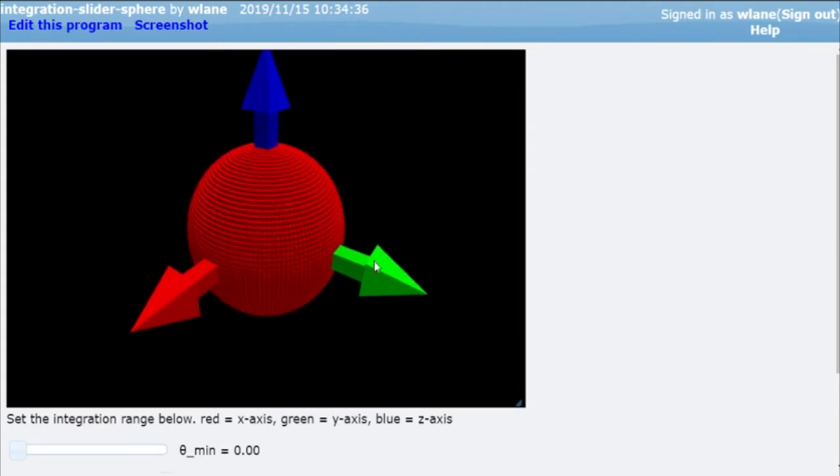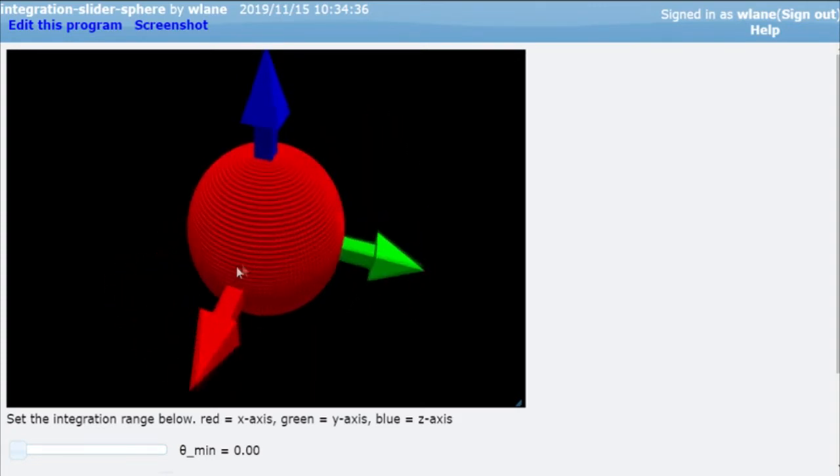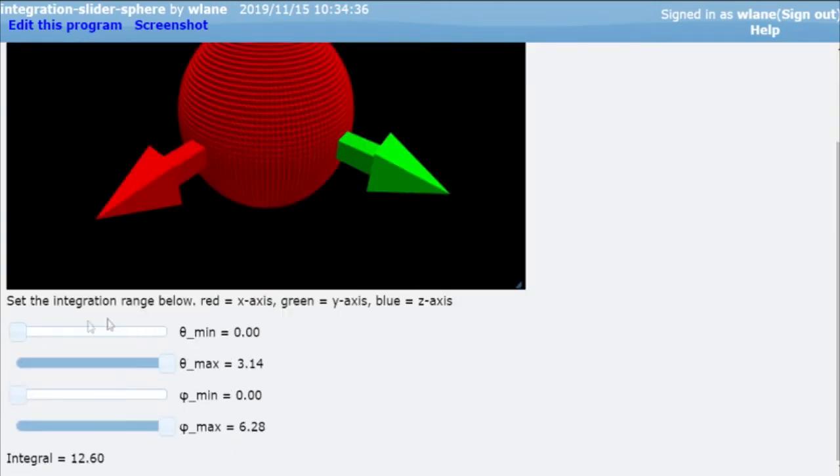What we've got are three axes. We've got the red as our x-axis, the green as our y-axis, and the blue is our z-axis. And we've got a sphere here that's set to have a uniform function across it. So we're taking an integral over this whole thing. I've got this integrating a uniform function over the entire sphere.